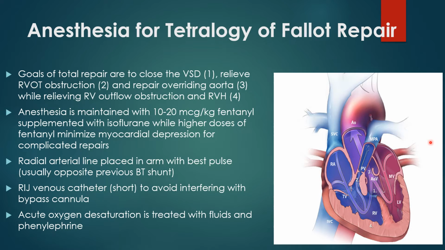Radial arterial line placed in the arm with the best pulse, and typically it's opposite the previous BT shunt. Often they have a BT shunt. The Fontan, right here, as you can see, you're going to take the right pulmonary artery and you're going to hook it up to the SVC, and you're typically going to repair things. And then right IJ venous catheter is short to avoid interfering with the bypass cannula, and acute oxygen desaturation is treated with fluids and phenylephrine.